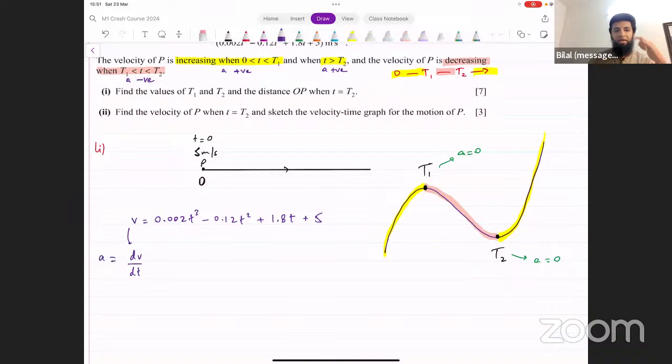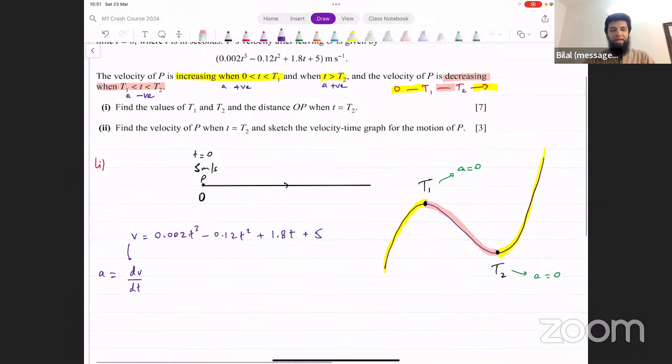So you could think of it either way. You could either find the acceleration function and put it equal to 0, which will give you the value of time. Or you could think of it using differentiation concepts: this is what the graph looks like, a curve like this, and you are basically looking for the turning points of that graph. So you're looking for T1 and T2. These are the turning points of this graph.